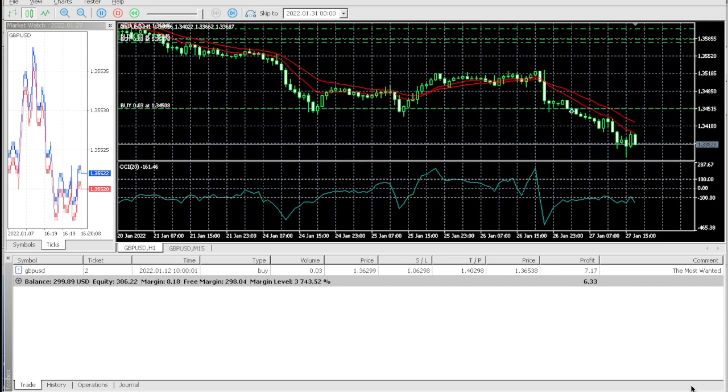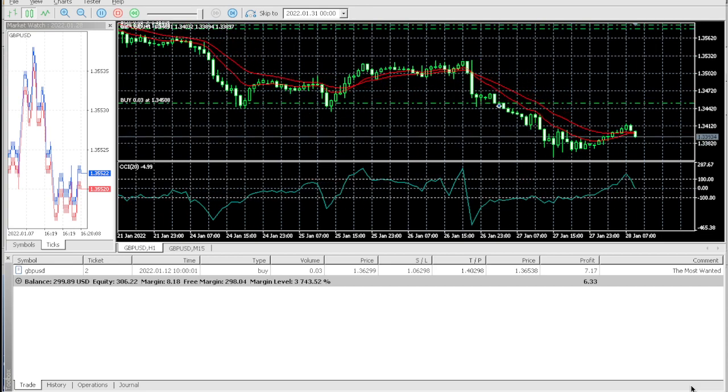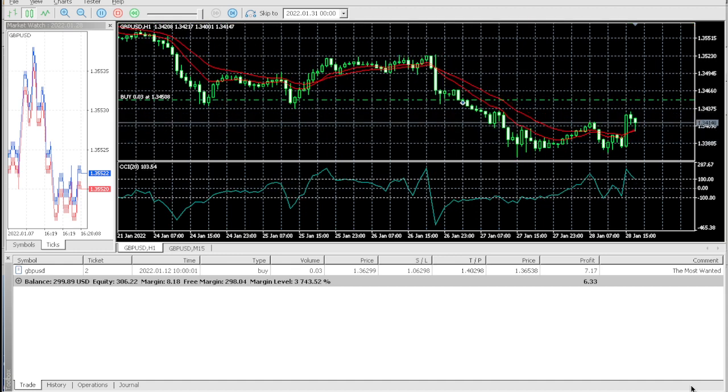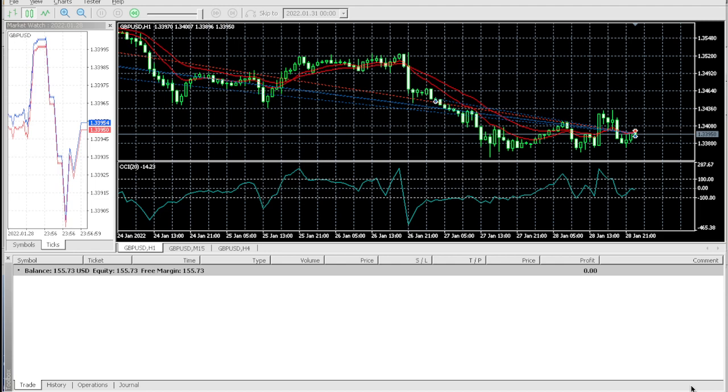Instead of me trading GBP USD, I'm going to just go and trade Euro USD and see if we get any different results, man. Because this ain't good. Oh my goodness, we just blew the account, man. What's happening? This is the most wanted.